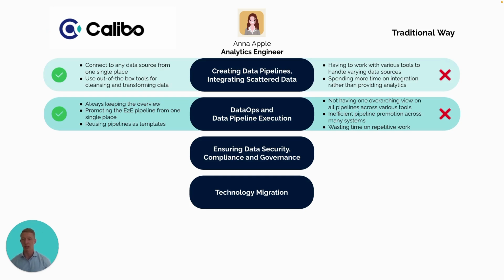Now in Calibo, having everything in one place makes it really easy to always keep the overview on all your end-to-end pipelines. With the analytics capabilities, you have a really good view into your data operations. Then the next step is you can easily promote end-to-end pipelines from one single place, and also you can reuse pipelines as templates, saving you a lot of time.